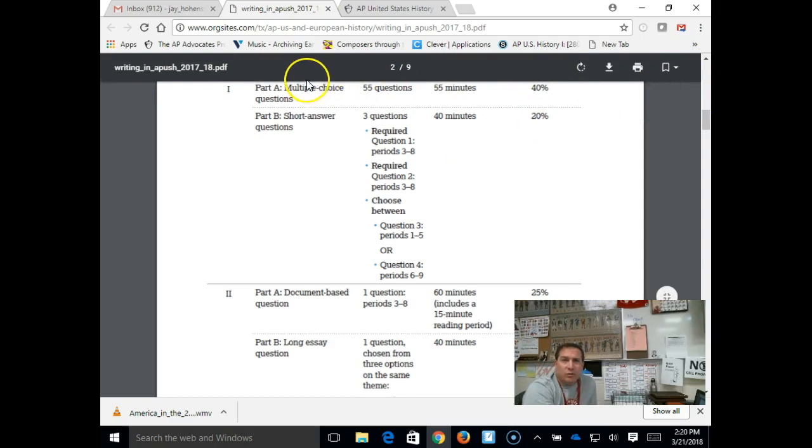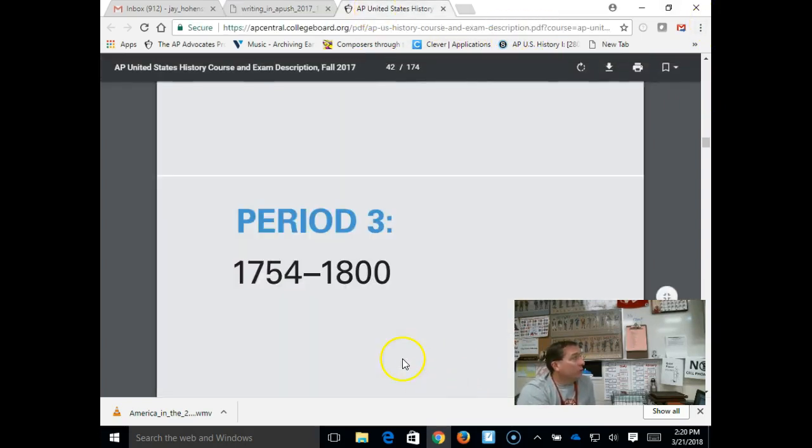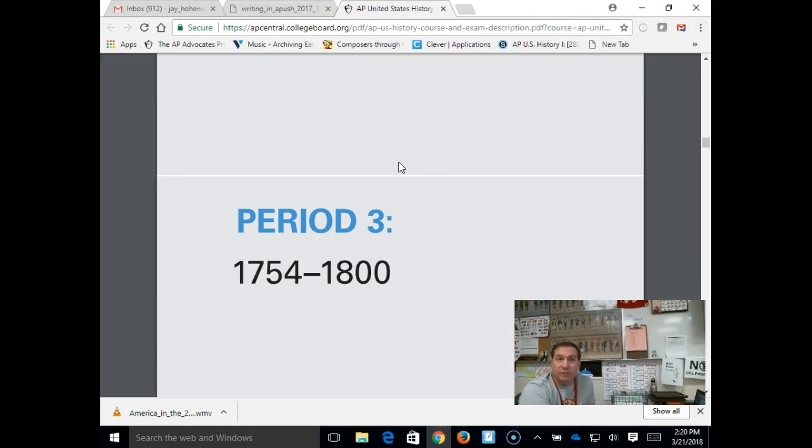Any other questions before we get rolling then with your period 3 stuff? Sweet. So when we look at period 3, 1754 to 1800, this is the start of the French and Indian War, going all the way to Jefferson's election at the end of the Adams presidency.